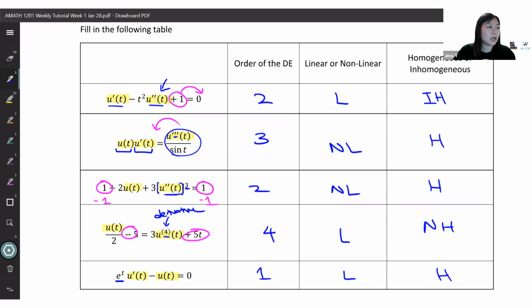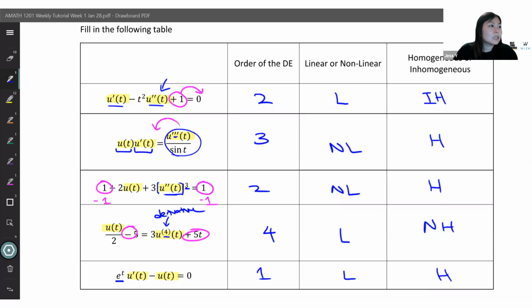All right, answering questions now. So doesn't homogeneous and inhomogeneous only apply to linear DEs? No, it actually can apply to different equations, but you're right. A lot of times your prof will ask you just on linear DEs, but they can give you non-linear DEs and ask you if they're homogeneous or not as well.